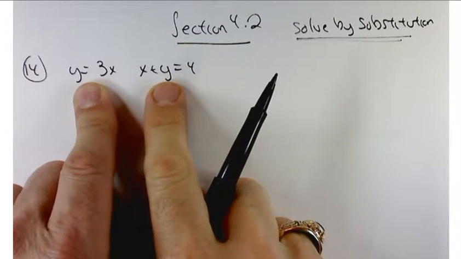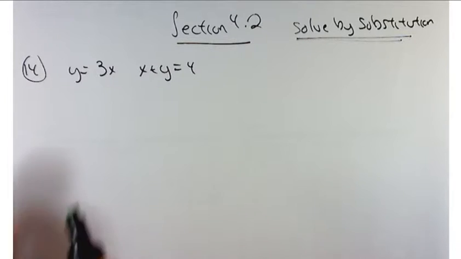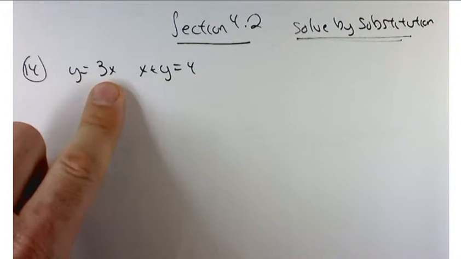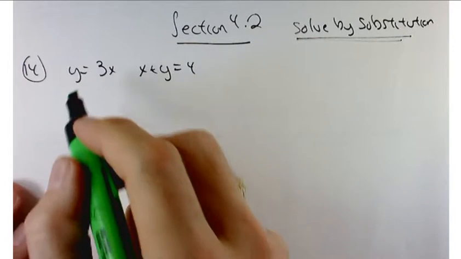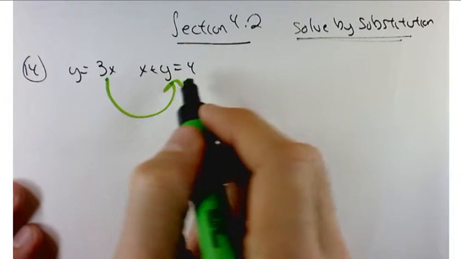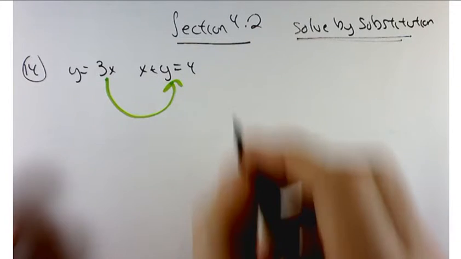We're still looking for the same thing. We're still looking to see if and where two lines cross each other. But we're not going to look at the graph anymore. We're going to solve it by substitution. If you notice in this equation, I have y equals 3x. So I'm going to take this expression here and plug it into the other equation. What's that going to look like?